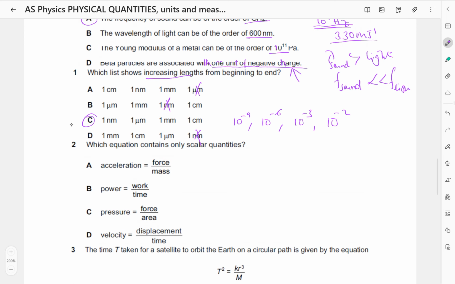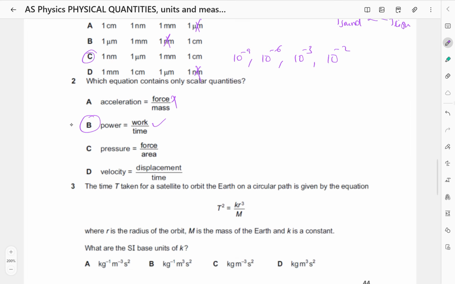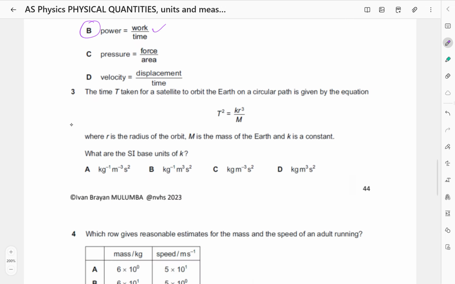Which equation contains only scalars? Here they are vectors, so that is out. Here they are only scalars: work, time, power. So the answer is going to be B. Pressure is a scalar, but force is a vector. Area is a scalar. Velocity is a vector. Displacement is a vector. Time is a scalar. So our answer is going to be B.